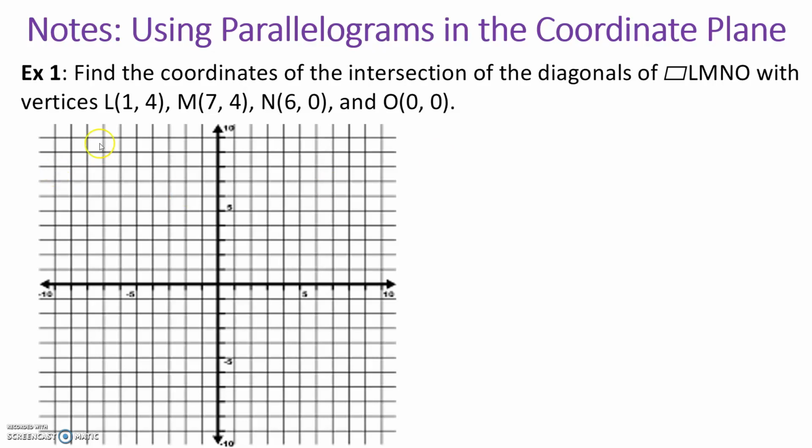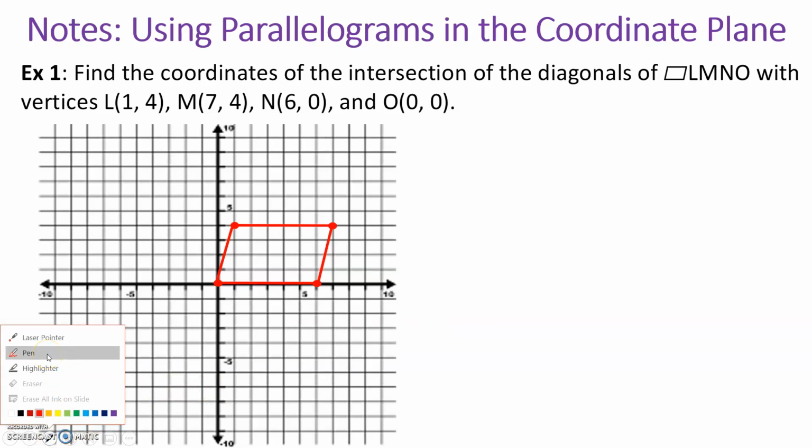We're going to start by plotting the points. L is at 1, 4. M is at 7, 4. N is at 6, 0. And O is at 0, 0. The question we're trying to answer is, what is the intersection of the diagonals of this parallelogram? This is our parallelogram. Now note, we can actually find the intersection of the diagonals without actually drawing the diagonals.